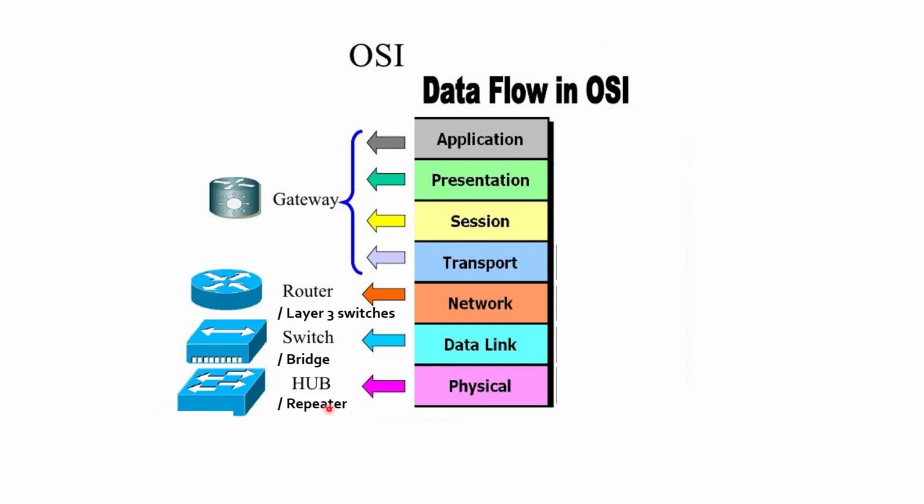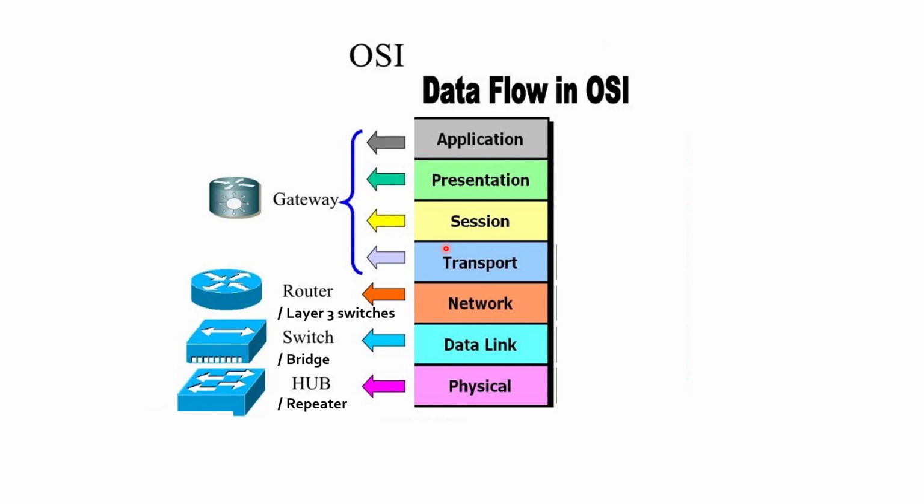So each and every networking device works on a particular OSI model layer. Just like hub and repeater work on the physical layer. So these devices are called physical layer devices. Switches and bridges work in the data link layer. So these are called data link layer devices. Third, router and layer 3 switches work in the third layer of the OSI model, which is the network layer. So a router is called a network layer device. And the last, gateways can work on any layer of the OSI model.